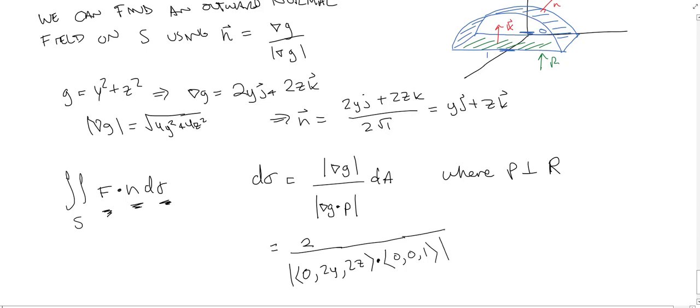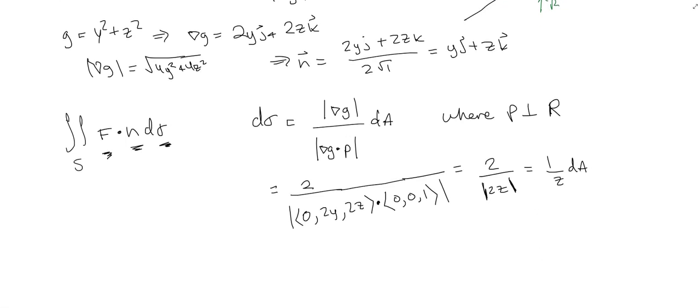And when you do that dot product, you end up getting 2 over the magnitude of 2z, which is always going to be positive since z is greater than 0. That was given to us. So this is just going to be 1 over z. Don't forget our dA.